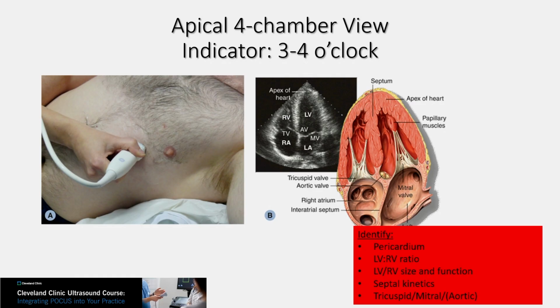Again, very good view when you are assessing the RV and the LV function, both size and function. You can look at the septal kinetics and it gives you assessment of two of the major valves, which is the tricuspid and the mitral valve.